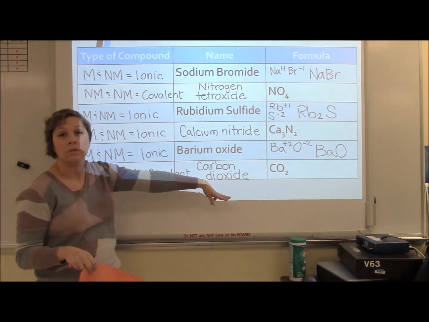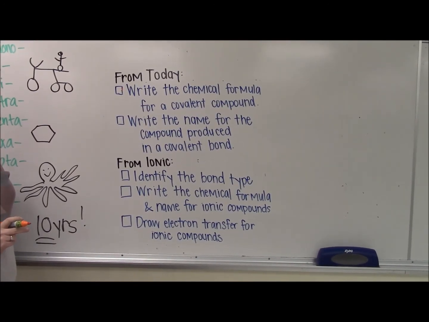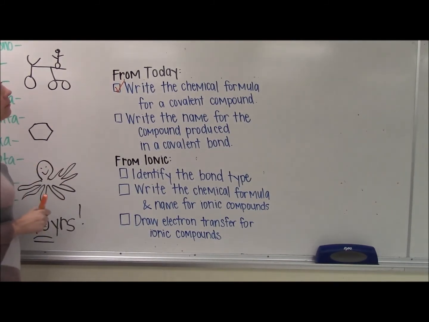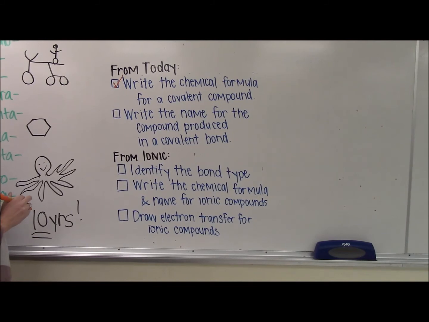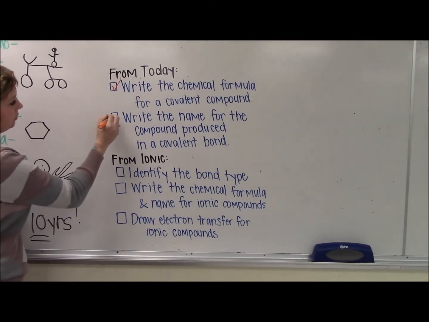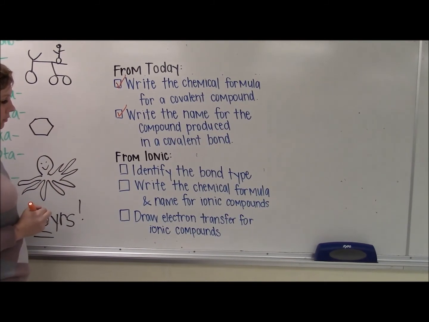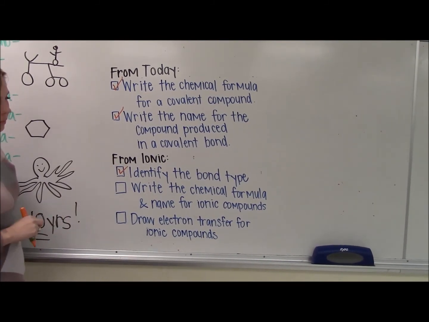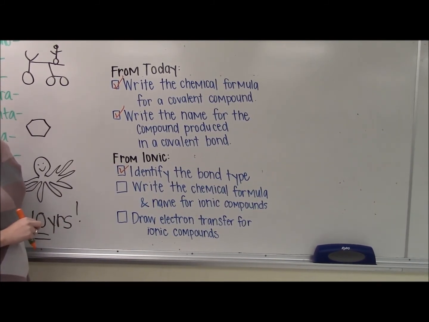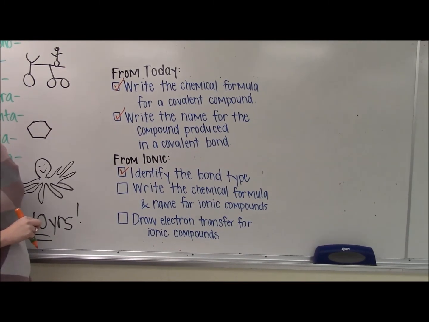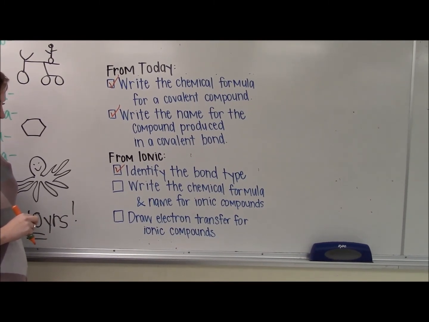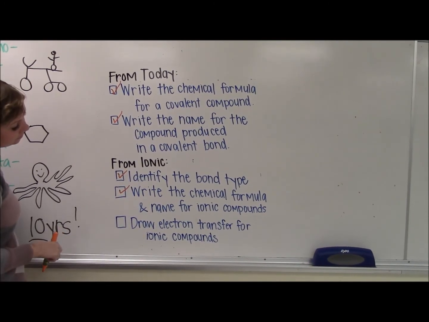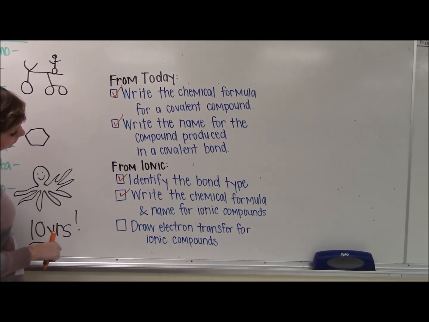So after today's video, you should be able to write formulas for covalent compounds, write the name of a covalent compound from the formula, and remember from ionics, we should be able to identify the bond type. So if it's two nonmetals, it's covalent. If it's a nonmetal and a metal, it's ionic. We should be able to write the chemical formulas and names for ionic compounds and draw the electron transfers for ionic compounds.